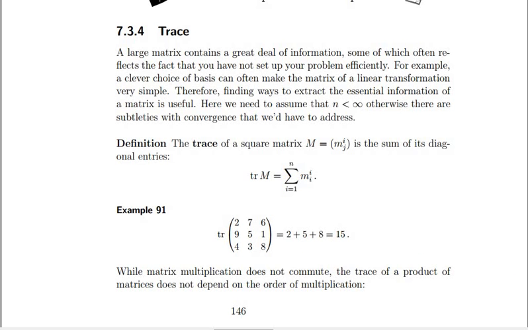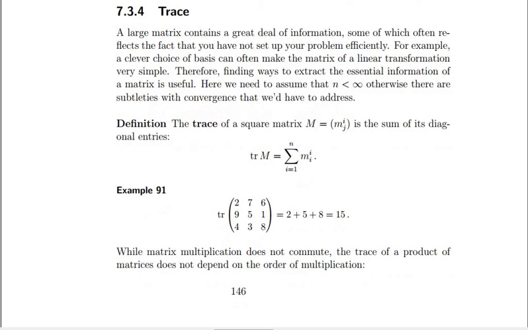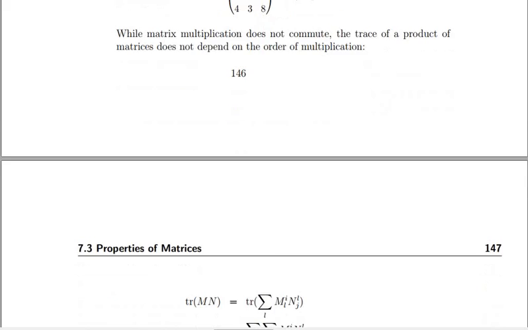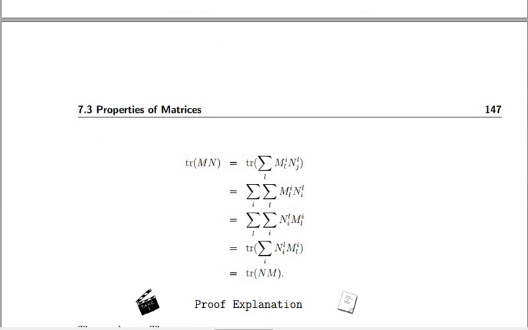Right. Now, it turns out that the trace of a matrix does not depend on the order in which you multiply the matrices. Okay, so if I take the trace of a product matrix, the trace of MN is equal to the trace of NM. And you can prove that using this summation notation.